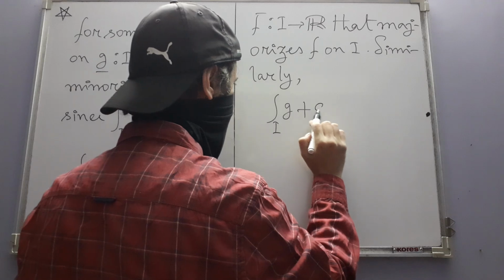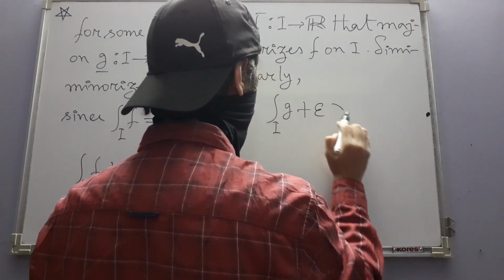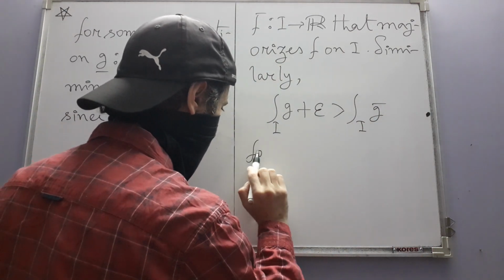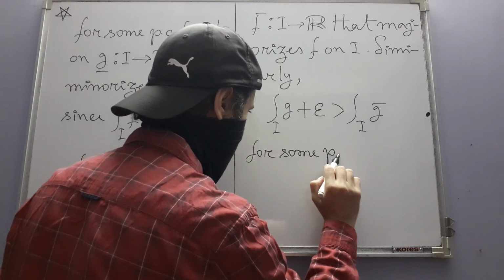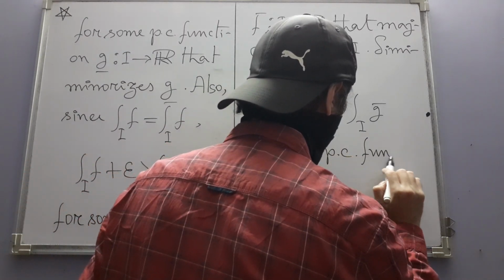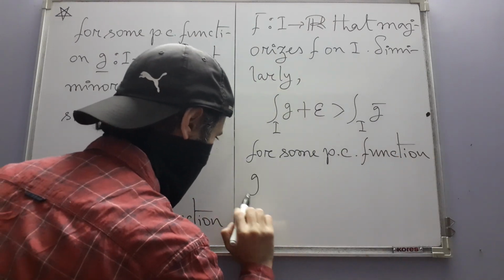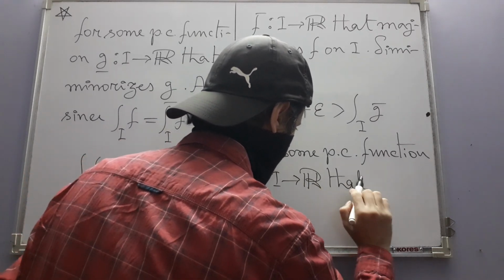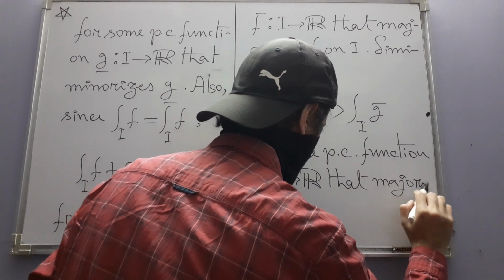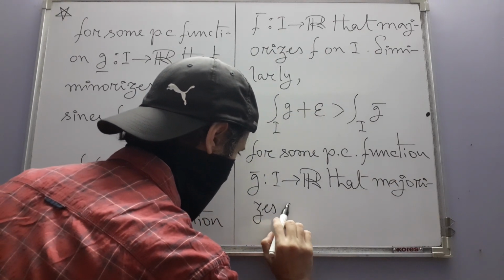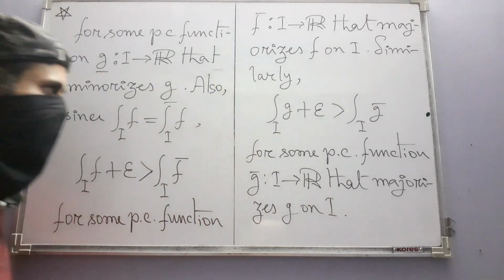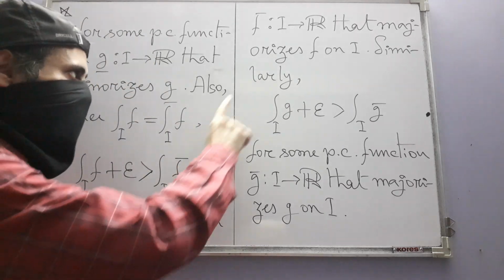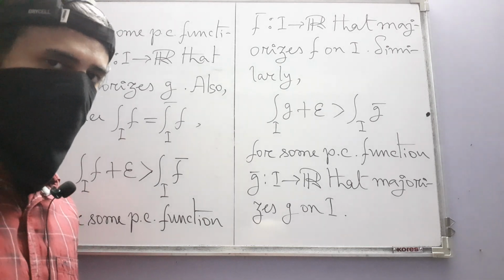to the integral of g, if we add epsilon, then the corresponding quantity is greater than the integral of some g bar for some PC function g bar from I to R that majorizes g on I. So we have got 4 piecewise constant functions: f bar, g bar, f underscore, g underscore. Now what are we going to do with them?